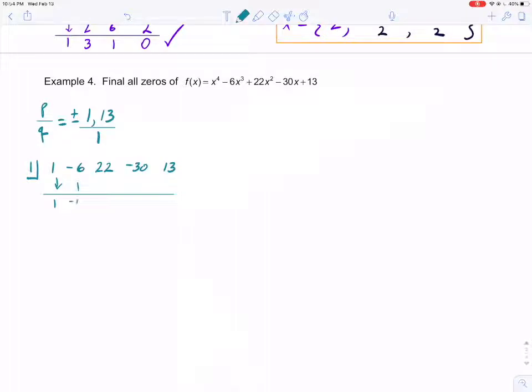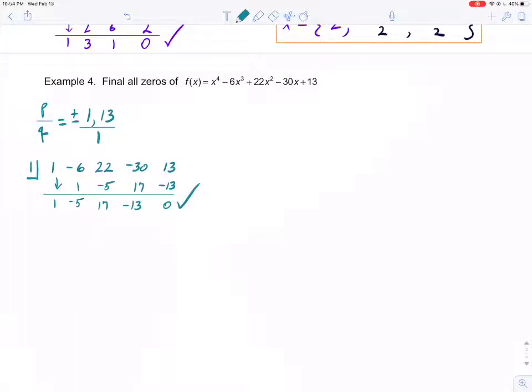Multiply. I'm going to add, I get -5. I multiply, I get -5 again. If I add here, I'm going to get 17. Multiply, 17. If I add here, I get -13. If I multiply, I get -13. And bingo, we got 0 in the end.